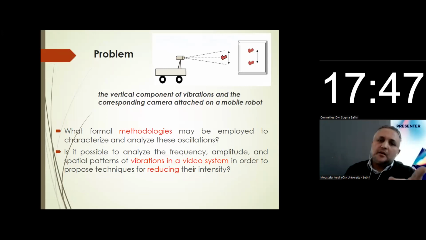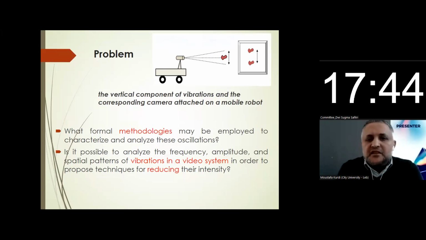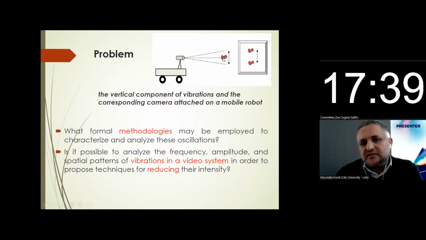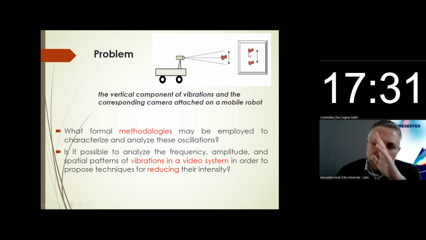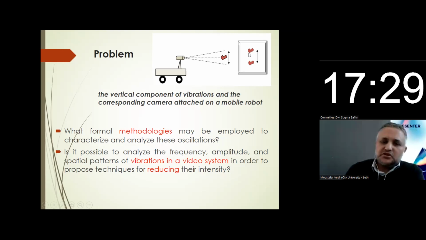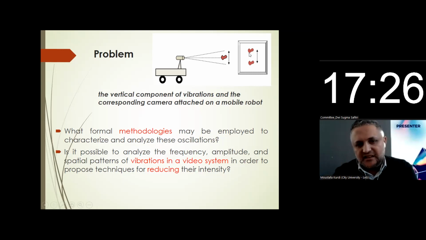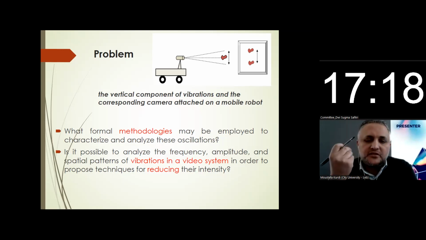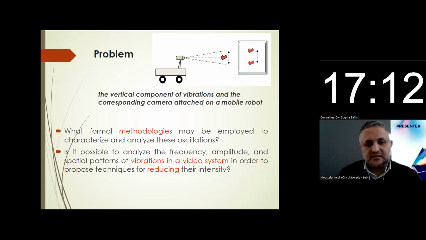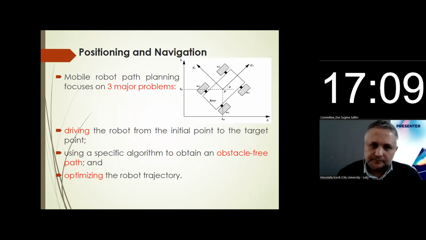Okay, let's continue. The problem, as you can see, is the vertical component of vibrations and the corresponding camera attached to mobile robots. This is the main scene while vibrated, oscillating vertically upward and down. What formal methodology may be employed to characterize and analyze this oscillation? Is it possible to analyze the frequency, amplitude, and phase patterns of vibration in the video system in order to propose techniques for reducing their intensity? We mean by the random process.